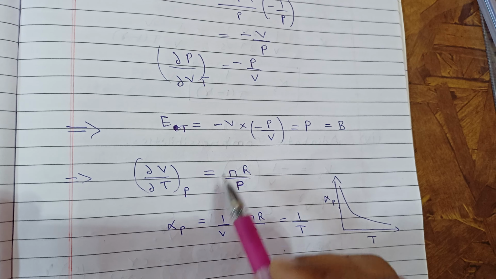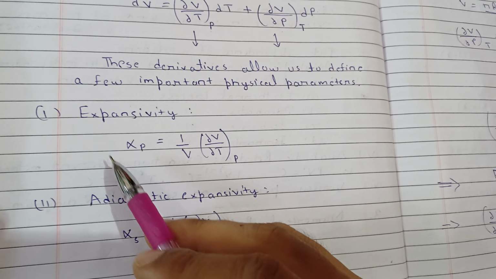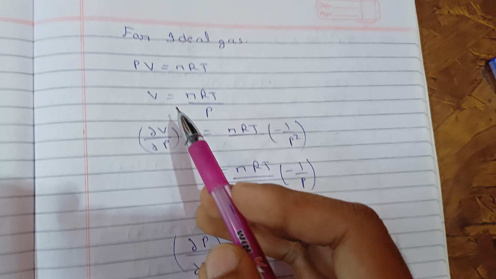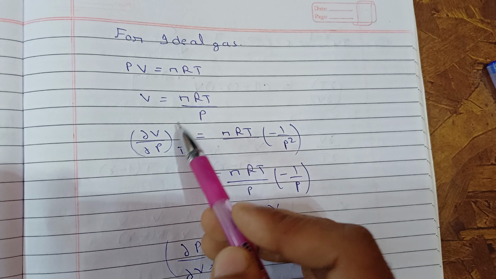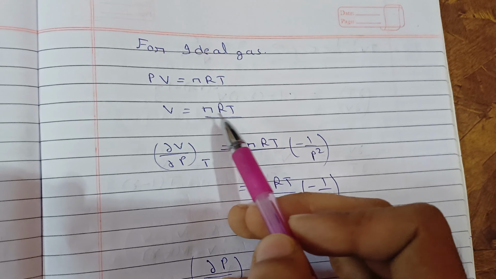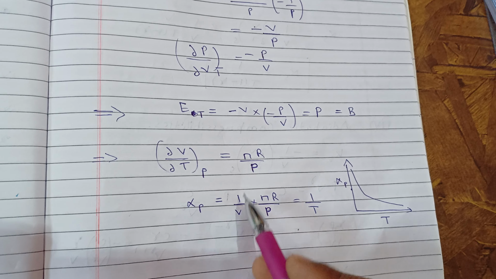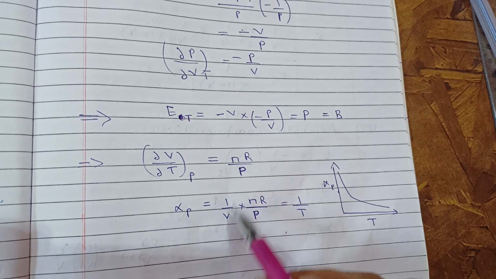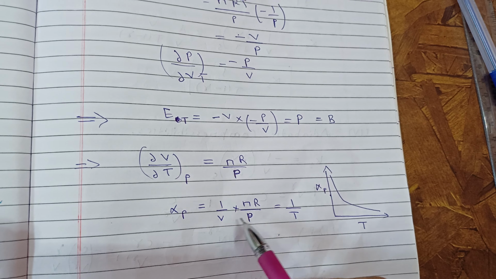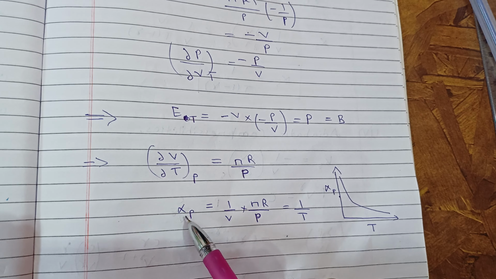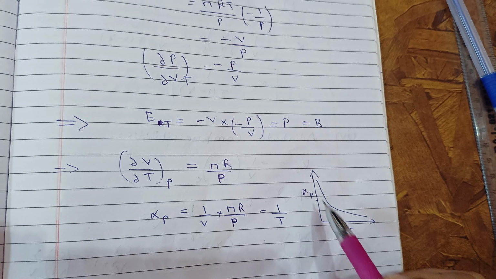Now for the isobaric expansivity, we need to find del V by del T at constant pressure. Because V is nothing but nRT by P, del V by del T at constant pressure will be nR by P, as T will become 1. Now alpha P is 1 upon V del V by del T at constant P, so it will be 1 upon V multiplied by nR by P. Now PV is nothing but nRT, so nR will cancel out, and alpha P will be 1 upon T. So for the ideal gas, the isobaric expansivity is represented in this form. So this will be the curve you will get. So remember this, very important results.